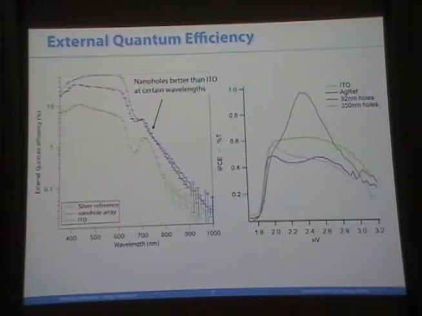If we look at the external quantum efficiency of these things, you can see that it's not that good. It's not as good as ITO. This is on a log scale, by the way, to blow up the effect and make it appear much larger than it is. But you can see that at certain wavelengths, the nanoholes do better than ITO, even though if you look at the transmittance spectrum, it's nowhere near where ITO is. And if you normalize these spectra, you can see that the nanoholes perform far better in the range where the bulk heterojunction absorbs than ITO, and this is clear evidence for these surface plasmon effects.